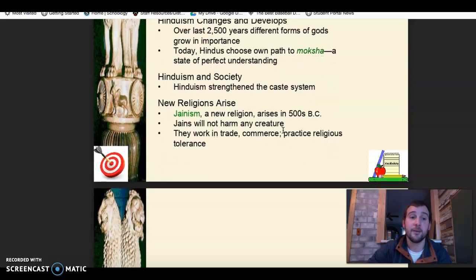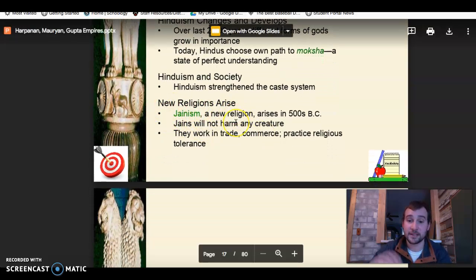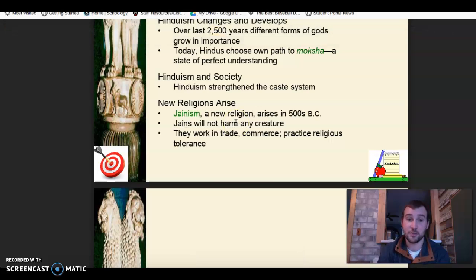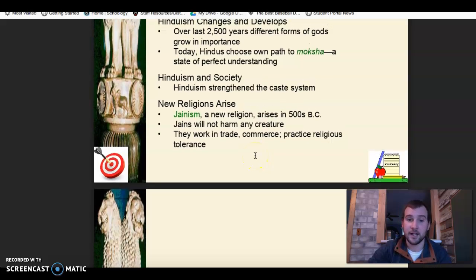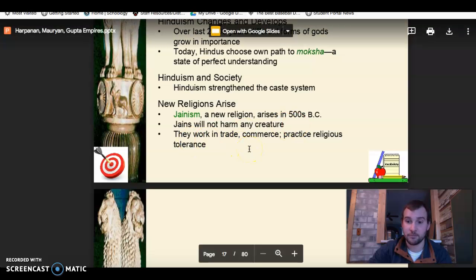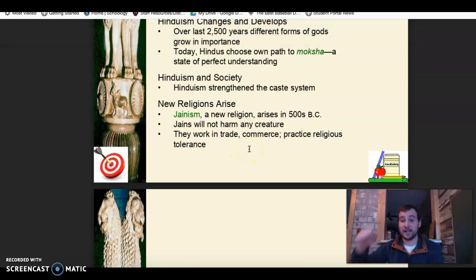We get one interesting group. It's like a sub religion out of Hinduism. It's called Jainism, and Jainism is extremely interesting. Let me explain it. They will not harm any creature, ever. What I mean by that is when they're walking, they'll have a broom and they'll be sweeping just in case they don't step on any bug or anything on the ground, maybe an ant. So they sweep it away.